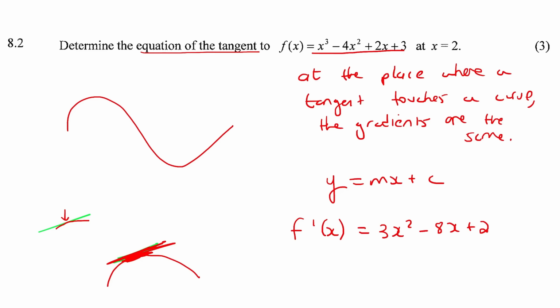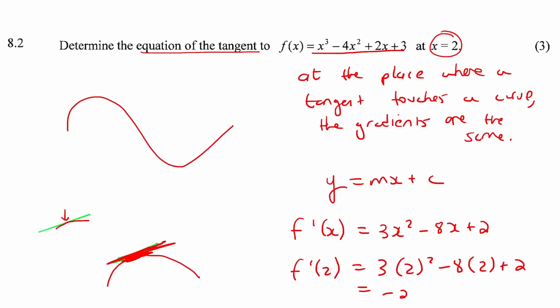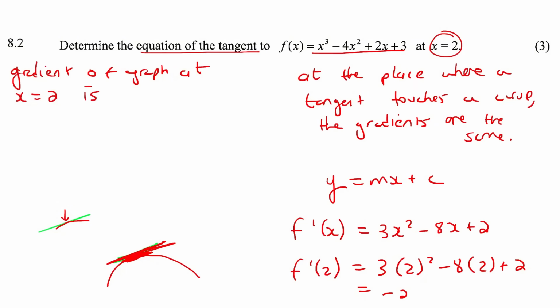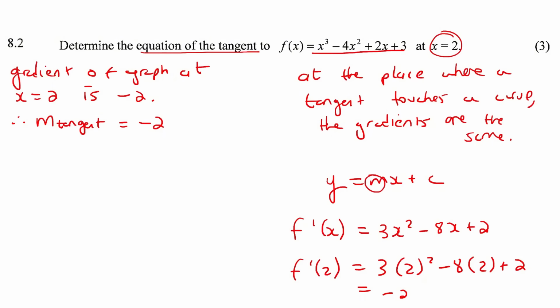So then what do we do? Well, what we do is we fill in the x value of 2, and we see what the gradient is at the place where x is 2. So you can go fill that all in now. You get negative 2. So that means that the gradient of the graph at x equals 2 is minus 2. So therefore, the gradient of the tangent, remember that that's going to be the same as the gradient of the graph, so that'll also be minus 2. So now we know this value. We can now say that y is equal to minus 2x plus c.